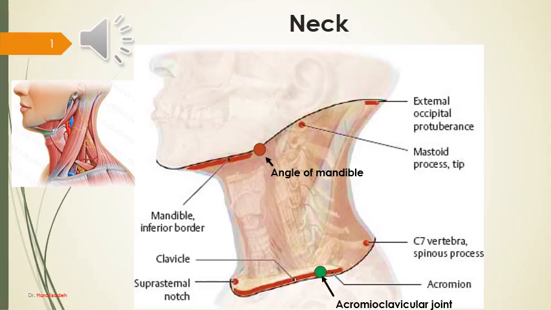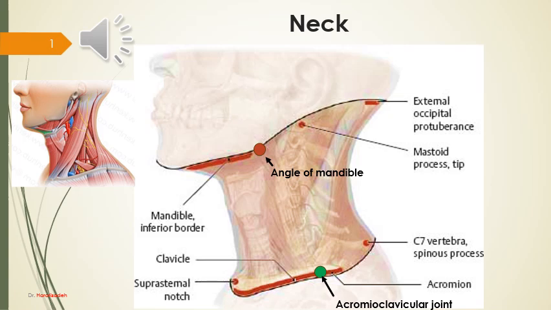Today, we are finished with the topic of osteology and moving into soft tissue. In soft tissue, we will first discuss the neck region and then enter the facial region. The neck region is an area between the head and the trunk.